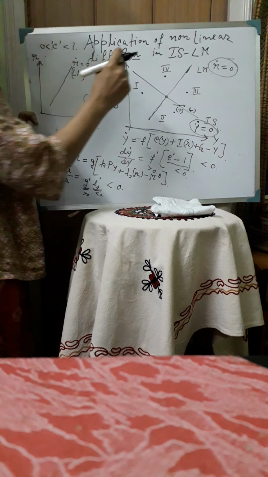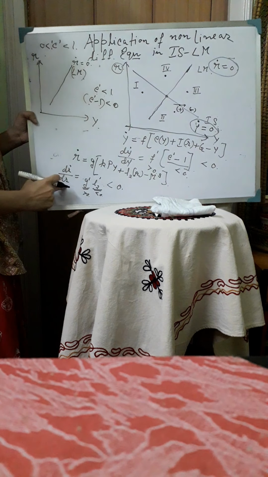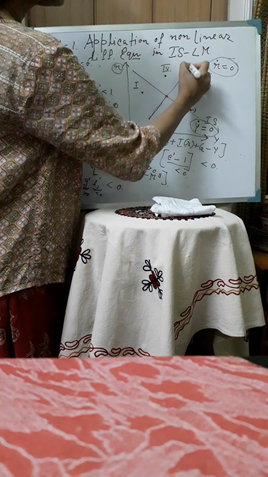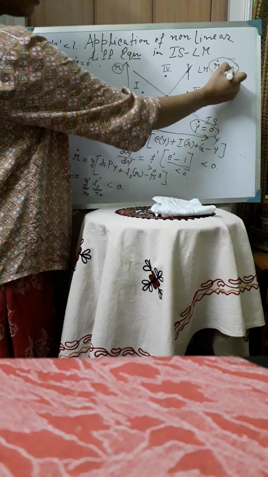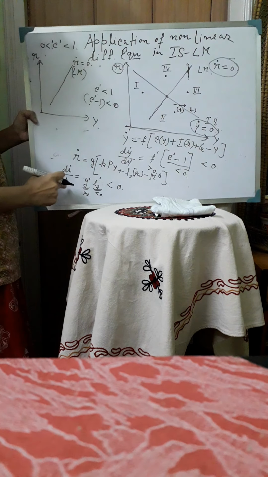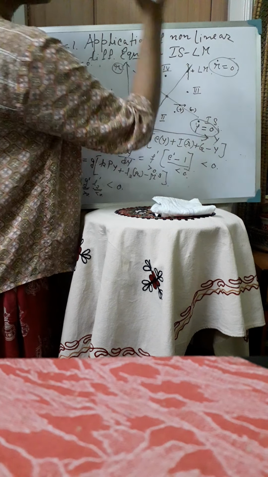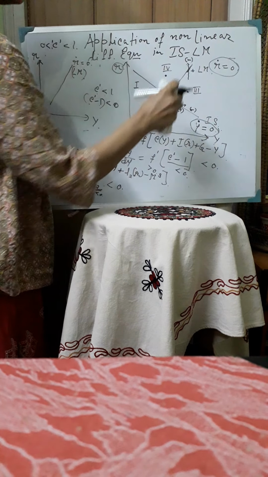So therefore we can say that as we go up, as r rises, r dot falls. So we are going up, and on the LM curve, r dot is equal to 0. Now as we go up, r rises and r dot falls. So that means to the right of the LM curve, r dot is positive, to the left of the LM curve, r dot is negative.